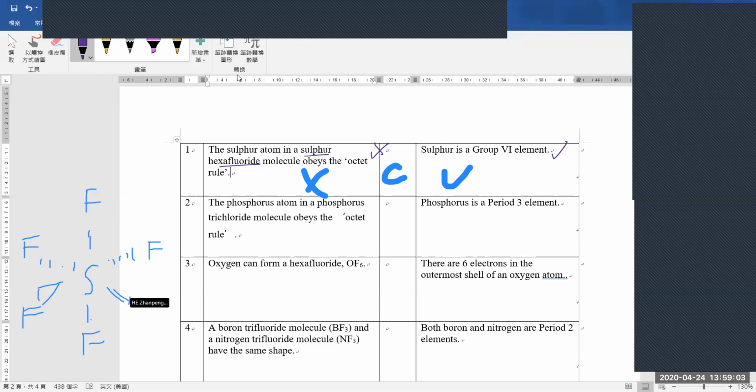So first of all, octet rule, that doesn't obey octet rule. This one correct, this one correct. The shape of this is correct. And the focusing point is to check for this one. How many electrons do we have for sulfur? We have got expansion of octet, right? Expansion of octet. Tell me how come sulfur would have an expansion of octet. Zhang Gaoling, could you please help? Give me your understanding.